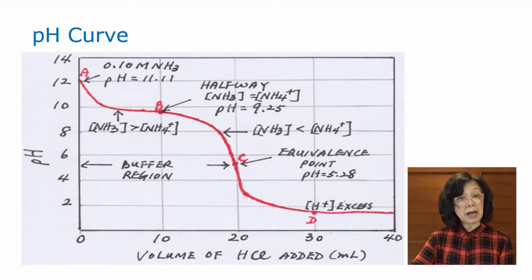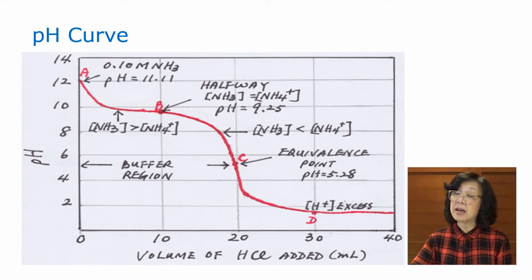So we start with a high pH, 11.11, because we only have the weak base ammonia ionizing partially in the flask, point A. Now we go to point B, which is halfway to the equivalence point, where ammonia and ammonium ion concentration are exactly equal, so the pH of 9.25 is equal to pKa. Now we gradually go down to point C.